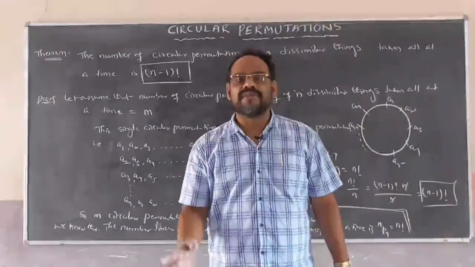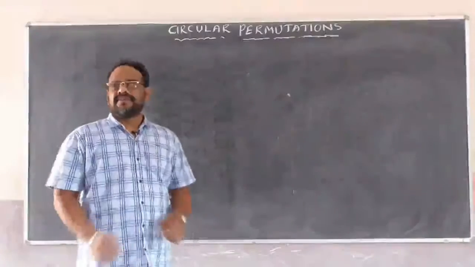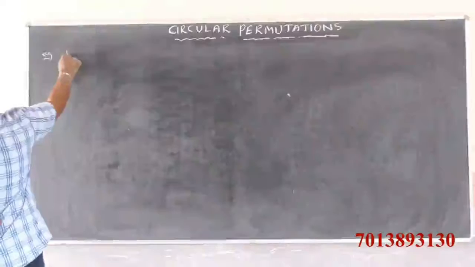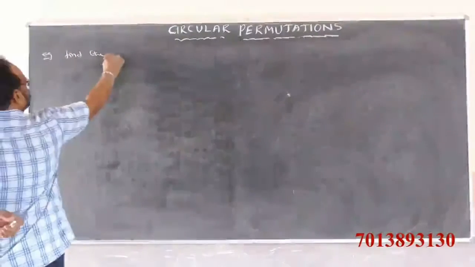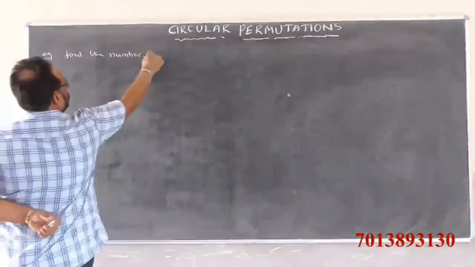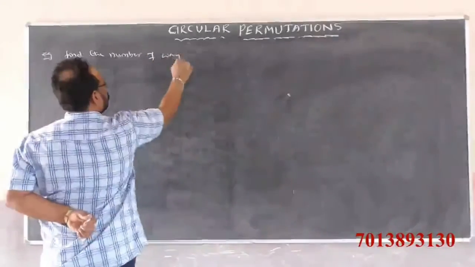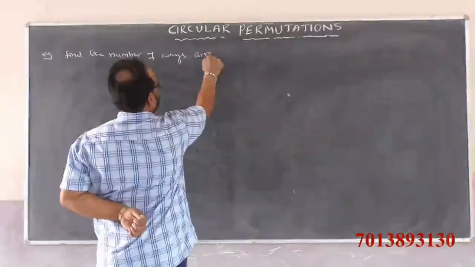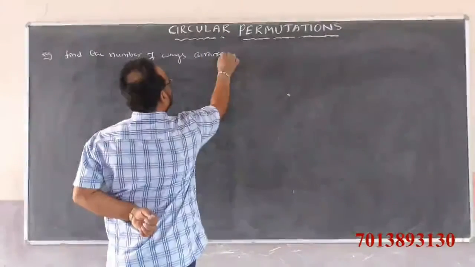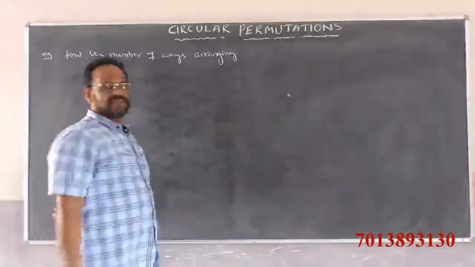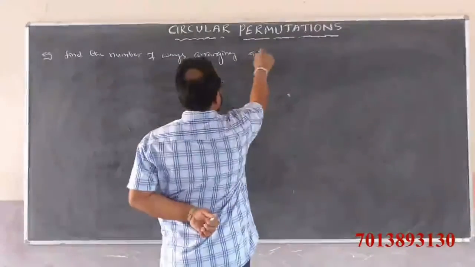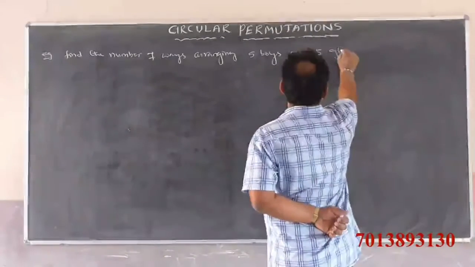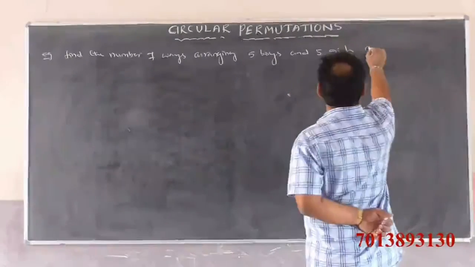Let us discuss a small example. Observe here. Find the number of ways of arranging five boys and 5 girls around a circle.